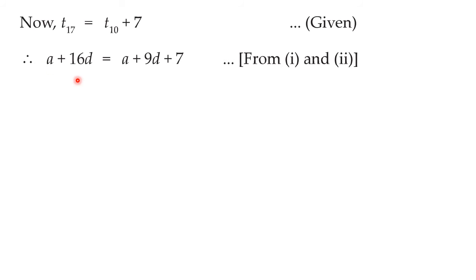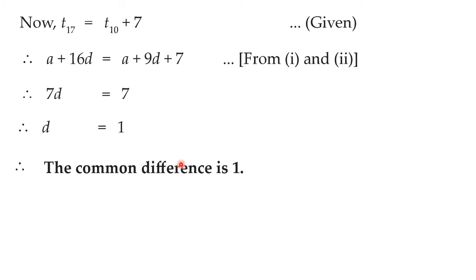Now see this A and A can be cancelled from both the sides. If you shift this 9D this side, it will become minus 9D. So 16 minus 9D, you will get 7D is equal to 7. Okay. When you solve it, see A and A will get cancelled. And 16D minus 9D is 7D. And this 7 as it is on right hand side. And therefore D is equal to 7 divided by 7. That is 1. And therefore we can write down the common difference is 1. Okay.